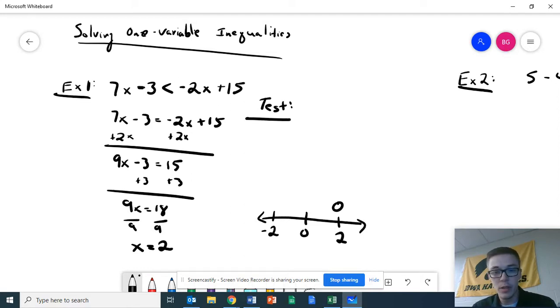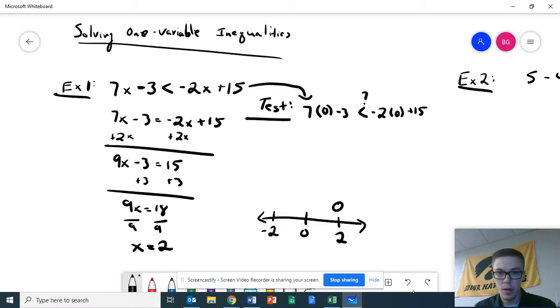Okay? The only number that you don't want to test is your boundary point. So I'm going to go ahead and test 0, but I'm going to use the very original. So you'll notice in here, I'm going to put 0 every time in for x. So I'm going to have 7 times 0 minus 3, and the question is, is that less than negative 2 times 0 plus 15? Well, 7 times 0 minus 3 is just negative 3. And negative 2 times 0 plus 15 is just 15. And you see negative 3 is less than 15. So I'm going to put a big old check mark next to it. I know 0 worked then.